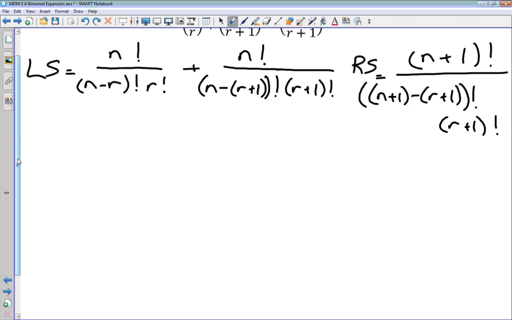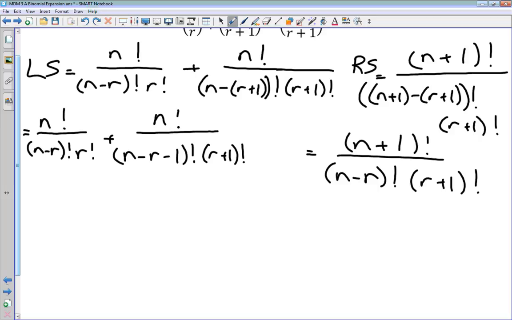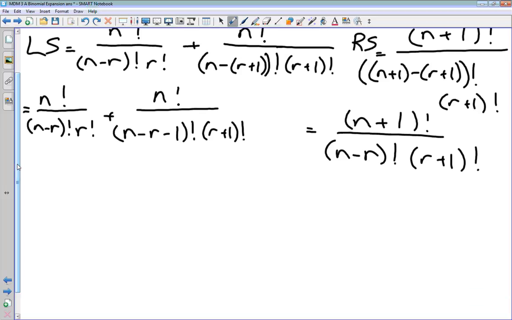So what would I do first? Well, first I'm going to simplify these spots where I have n minus something. On the left side, I'm going to have n factorial over n minus r factorial, plus n factorial over n minus r plus 1, which is going to be n minus r minus 1 factorial, and then r plus 1 factorial. On the right side, I'm going to have n plus 1 factorial. N plus 1 minus r plus 1 is going to simplify because those 1s cancel out. I've got a plus 1, and I'm subtracting a plus 1. So I'm just going to have n minus r factorial, r plus 1 factorial. And we're going to be done with the right-hand side now. We're not going to touch it after this.